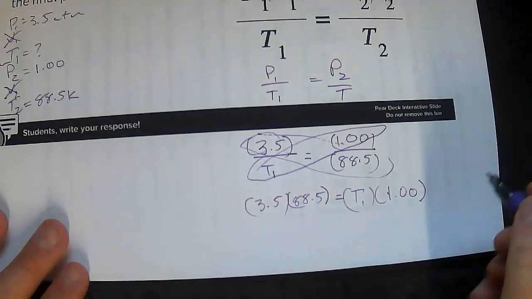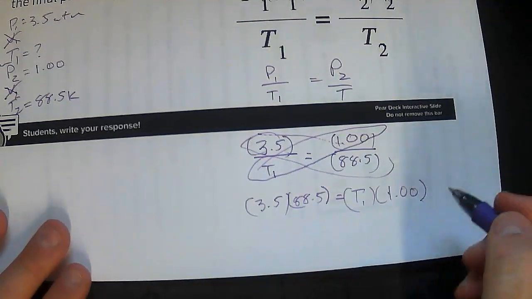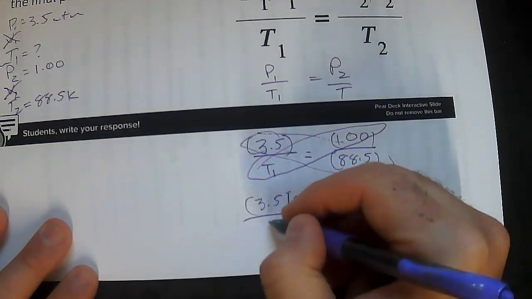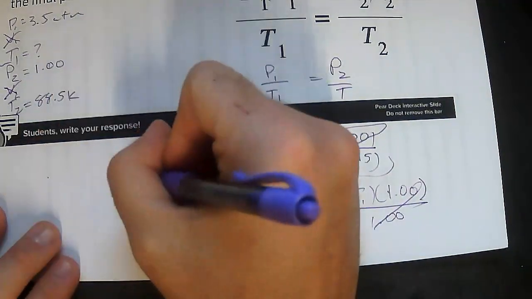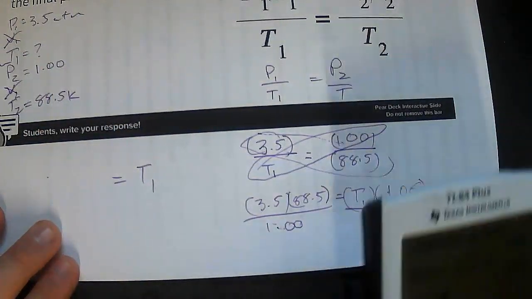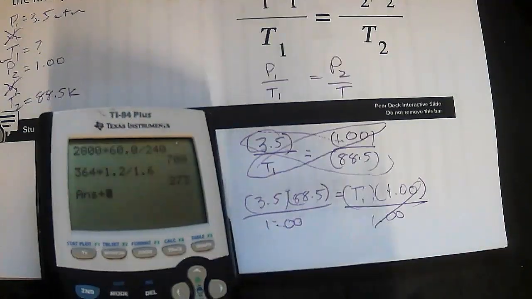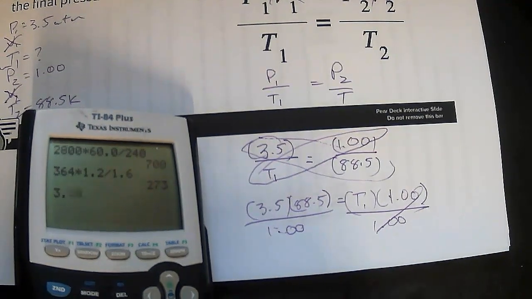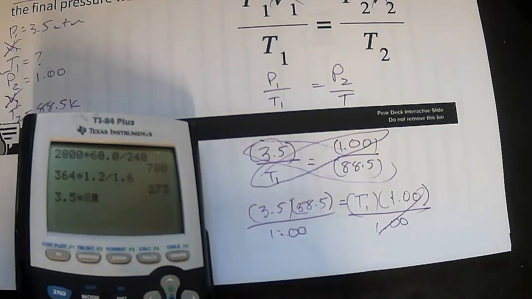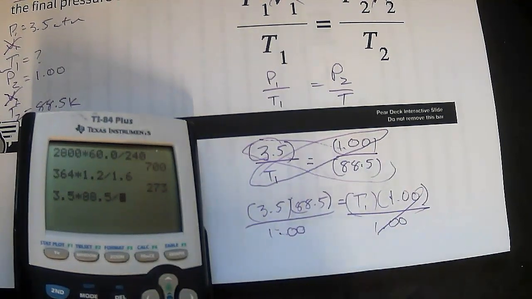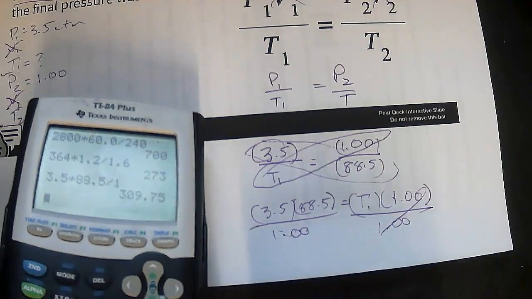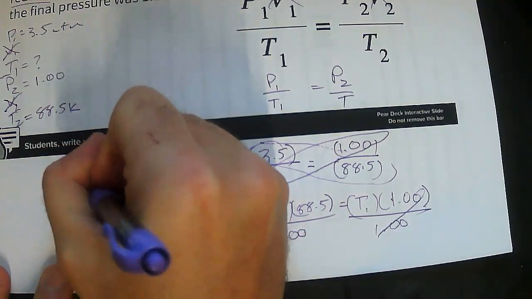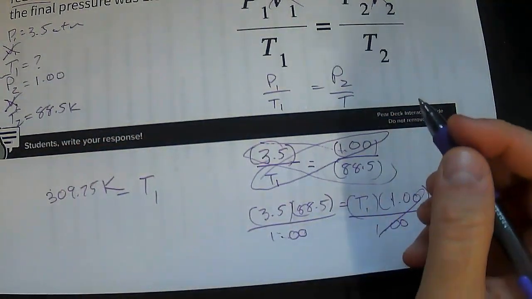And now we can do our normal thing here. So now we're going to divide both sides by 1.00. And so what I get is T1 equals, right? T1's here. So I'm going to do the math. I'm going to do 3.5 times 88.5 divided by 1. You don't have to divide by 1, but you get 309.75. And again, temperature is Kelvin.